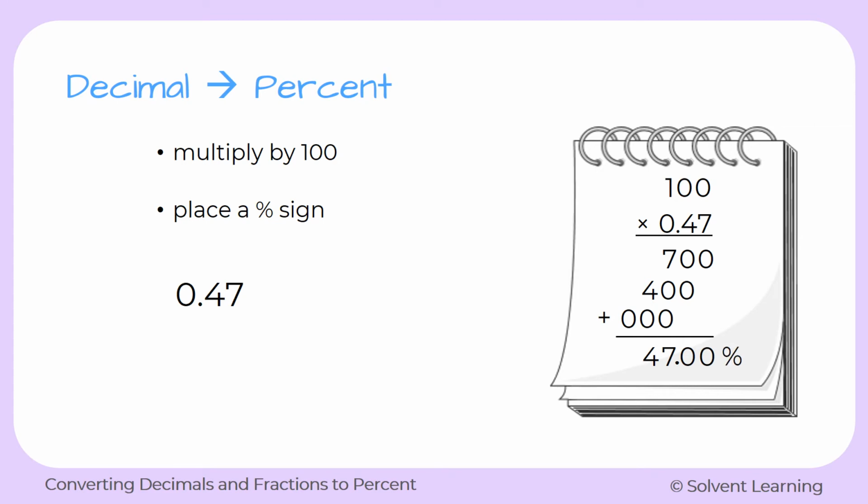And since we only have zeros after our decimal point, we don't have to include those in our final answer. So we could just write this as 47%. So now we can see that 0.47 as a percent is 47%.